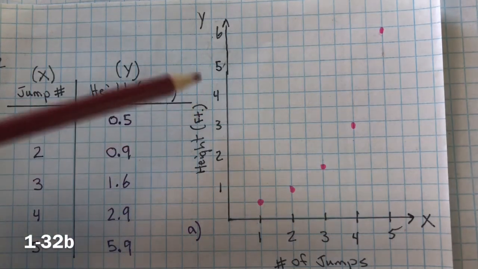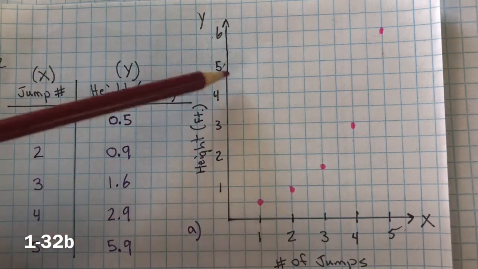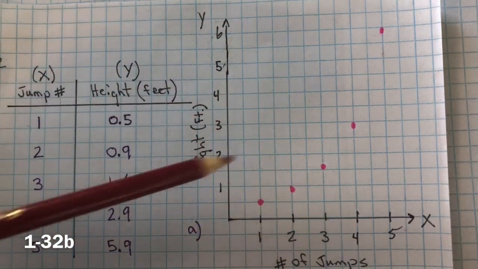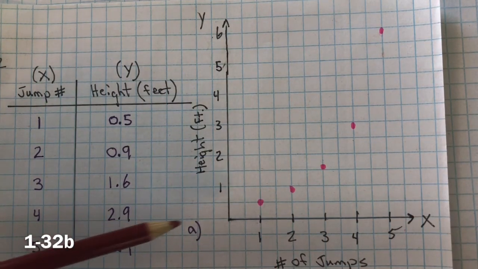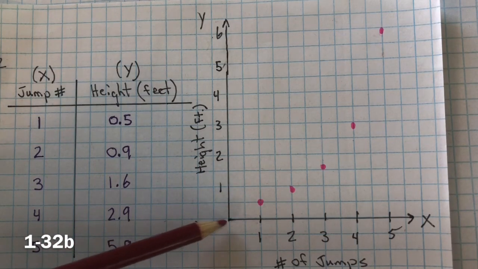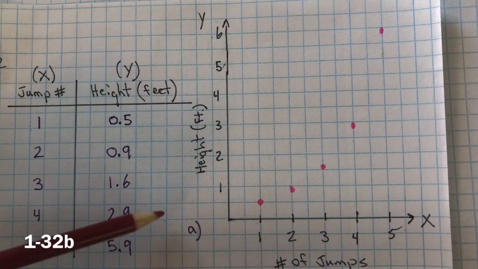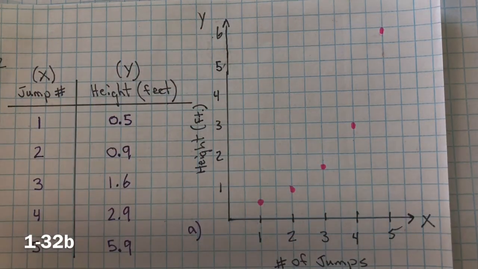The other thing is that we only used the first quadrant. We didn't do a full coordinate plane. There's no need for that because you can't have a negative jump. So if you don't need it, if you can't do it, then you only create a one quadrant graph.